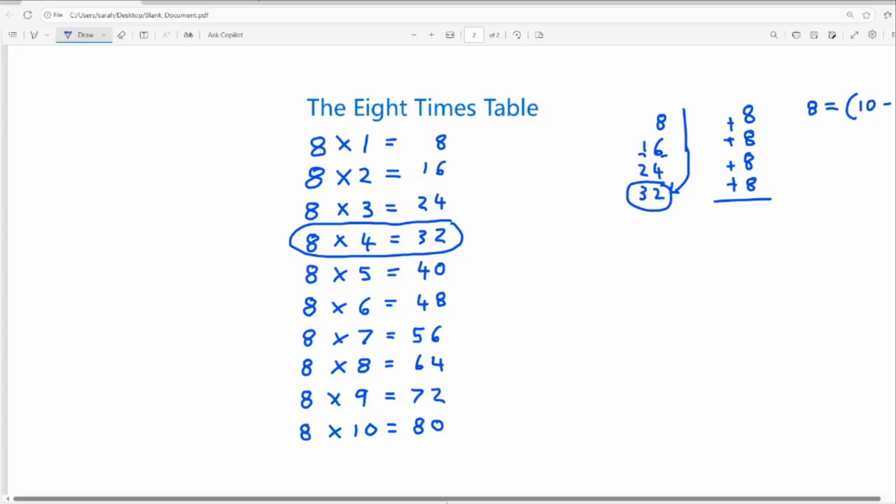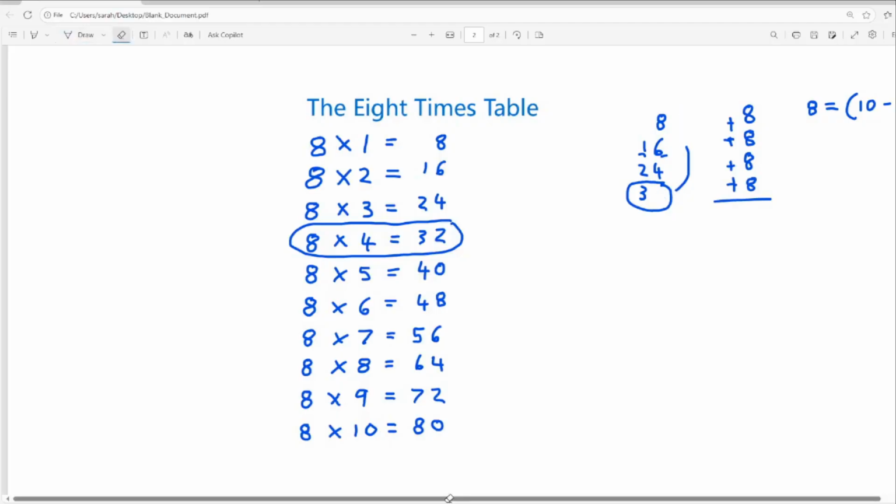Then I can add on 10, take away 2, add on 10, take away 2. So moving down, you keep adding on 10 and taking away 2, and so you write down the 2 times table backwards and the tens the right way.